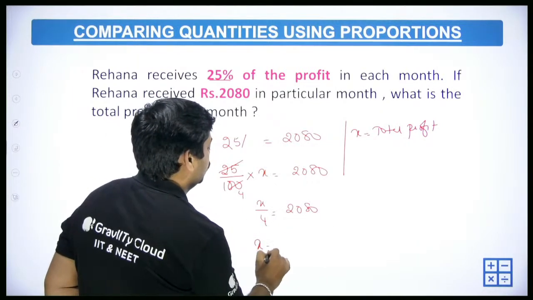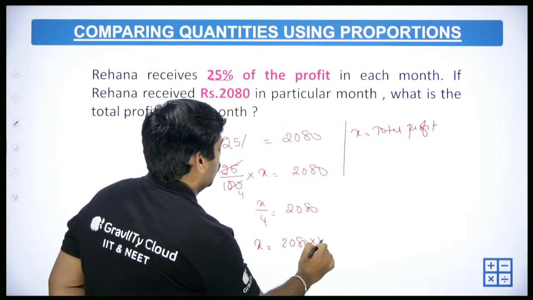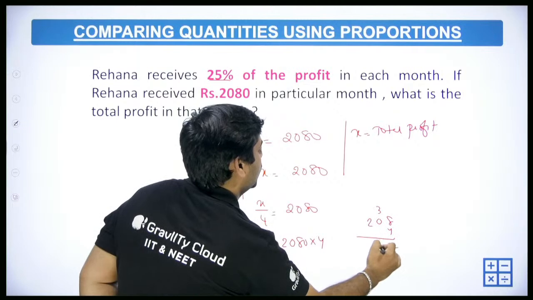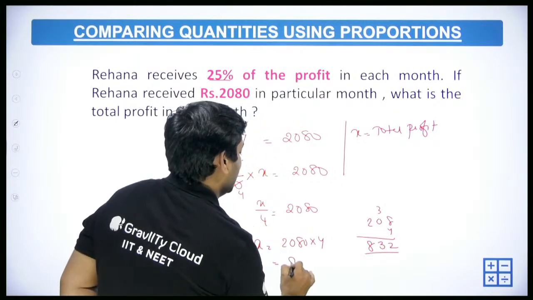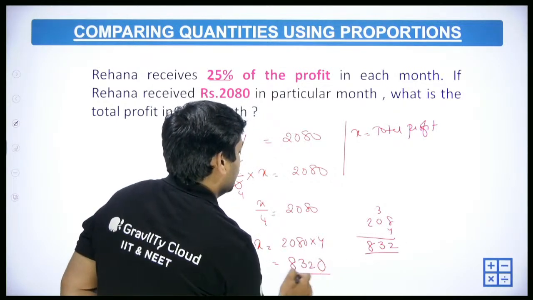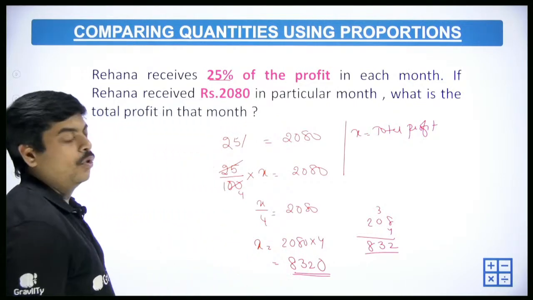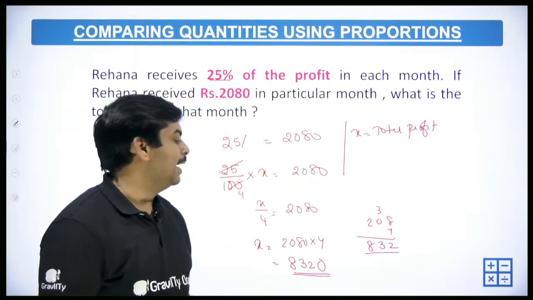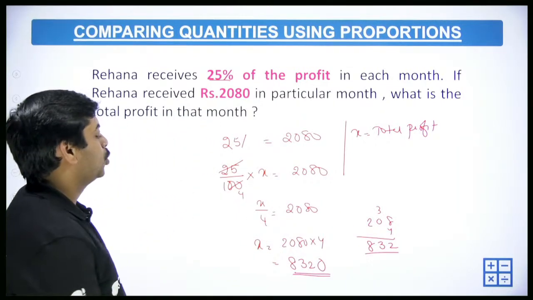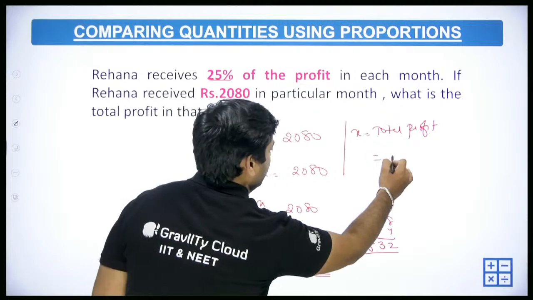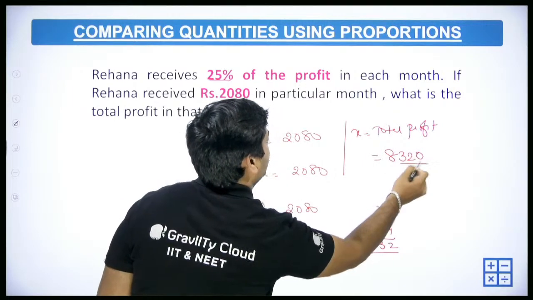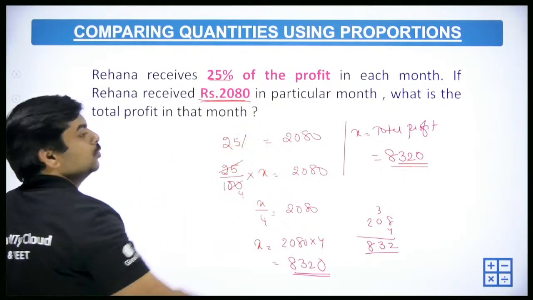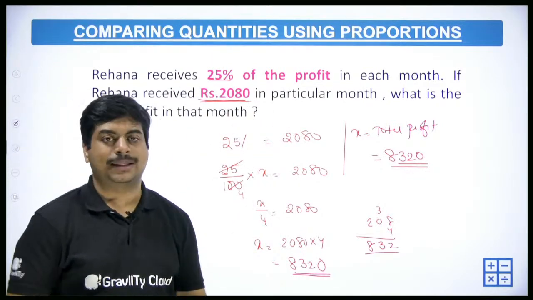So x is equal to 2080 into 4, which is 208 into 4. 8 fours are 32, 4 0s are 0 and carry 3, 4 twos are 8, which is 8320. So that is the total profit. Total profit is 8,320 rupees. Out of that, her share of 25% will be 2,080 rupees in that particular month.